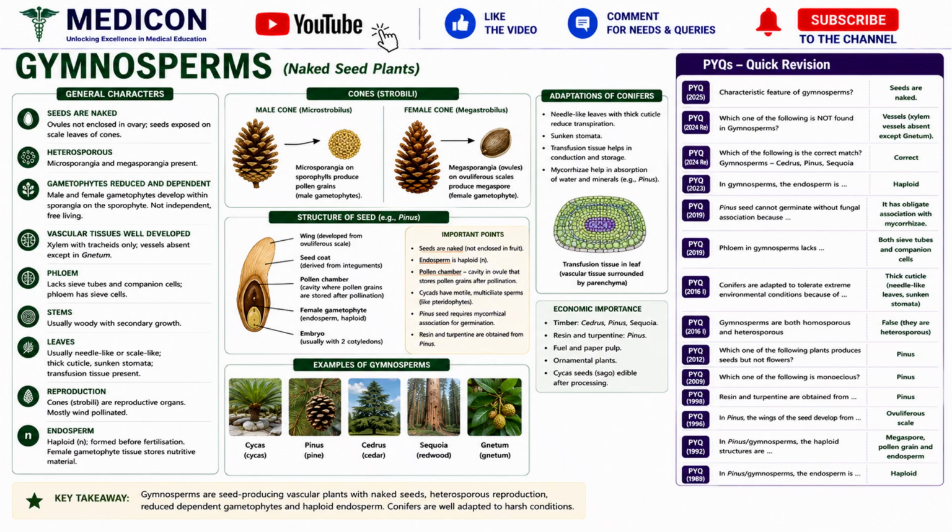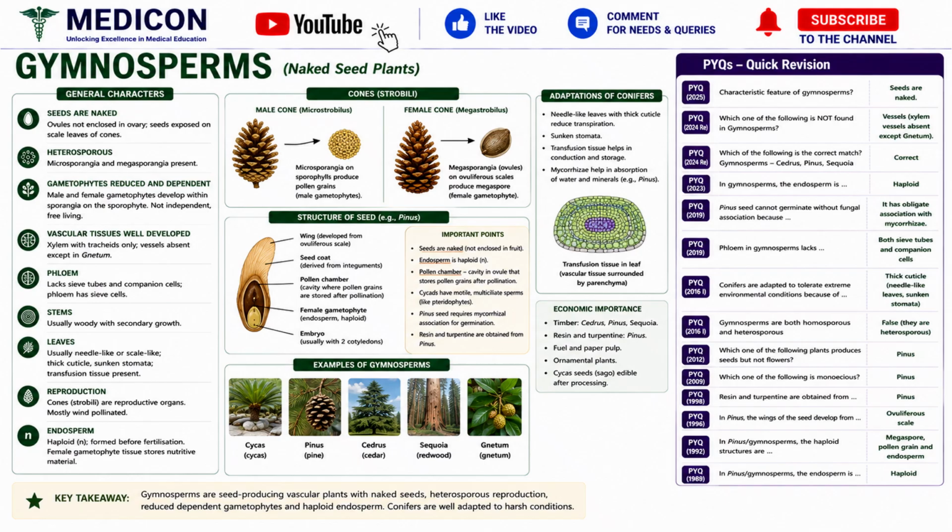The economic importance: timber is produced from Cedrus, Pinus, and Sequoia. Resin and turpentine from Pinus. Fuel and paper pulp. Ornamental plants. Cycas seeds like sago are edible after processing. The examples of the gymnosperms are Cycas, Pinus, Cedrus, Sequoia, and Gnetum. Sequoia is also called redwood.